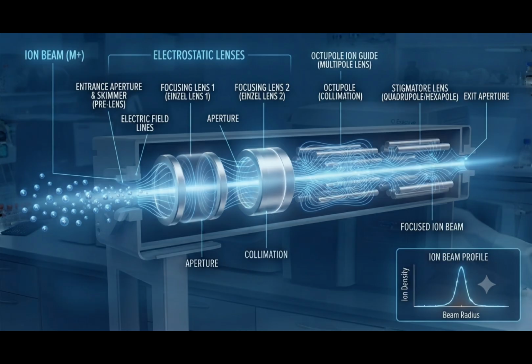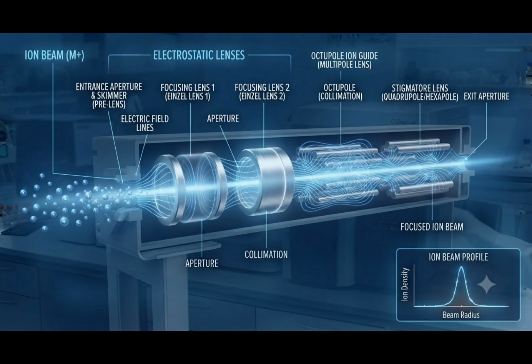Ion optics. After ionization, the ions are guided toward the mass analyzer by ion optics. Ion optics use electrical fields to focus, accelerate, and direct the ions. Their purpose is to efficiently transfer ions from the ion source into the mass analyzer while minimizing ion losses.